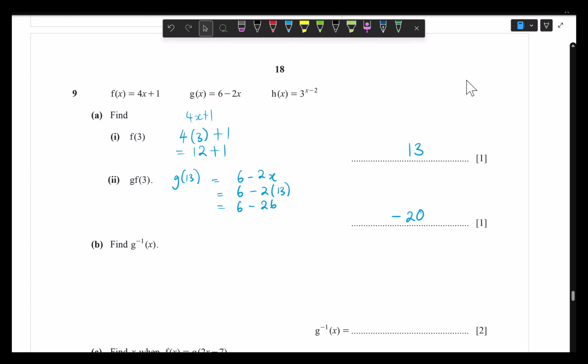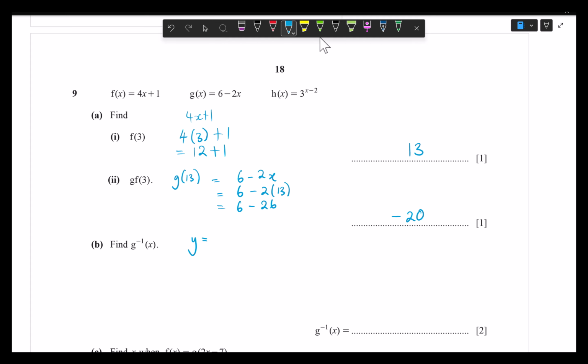Part B, find the inverse of g of x. What we're going to do is rewrite g of x as y is equal to 6 minus 2x, and we're going to interchange the variables, whereby we're going to have x is equal to 6 minus 2y, and after this we'll make y the subject of the formula.